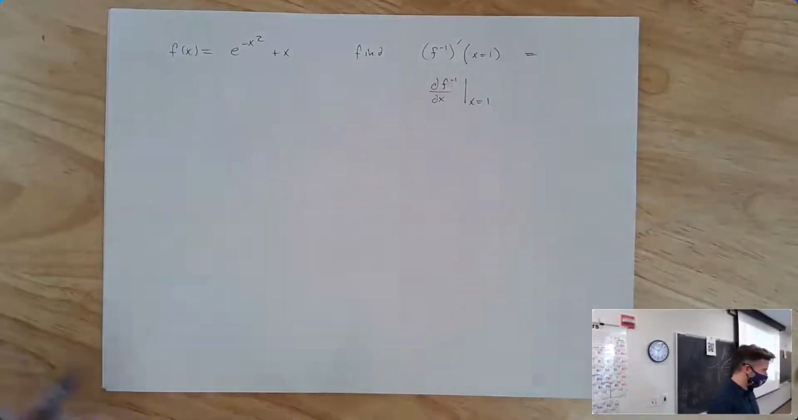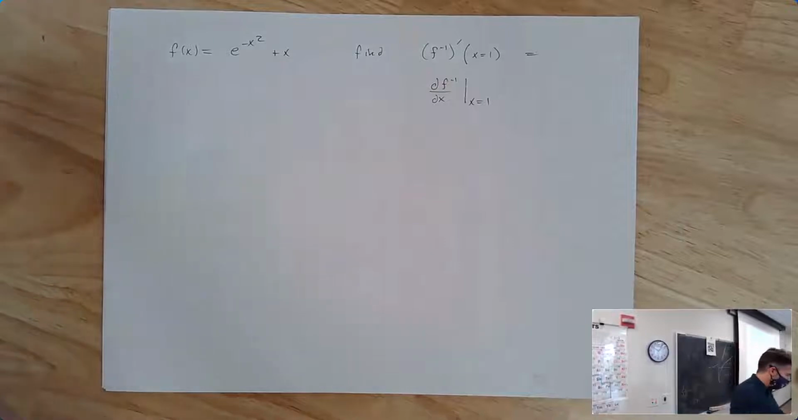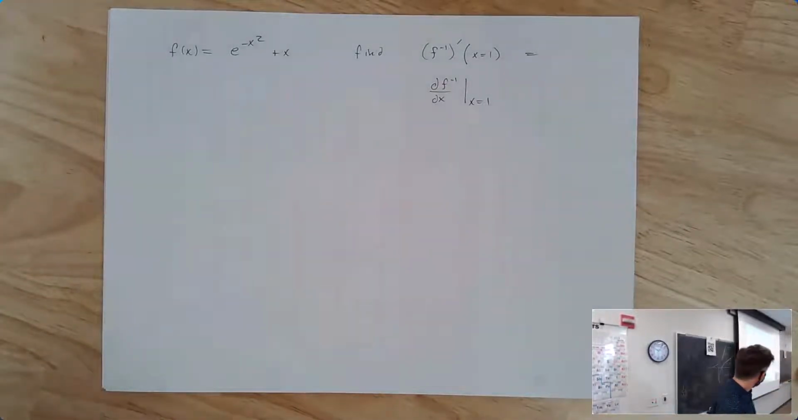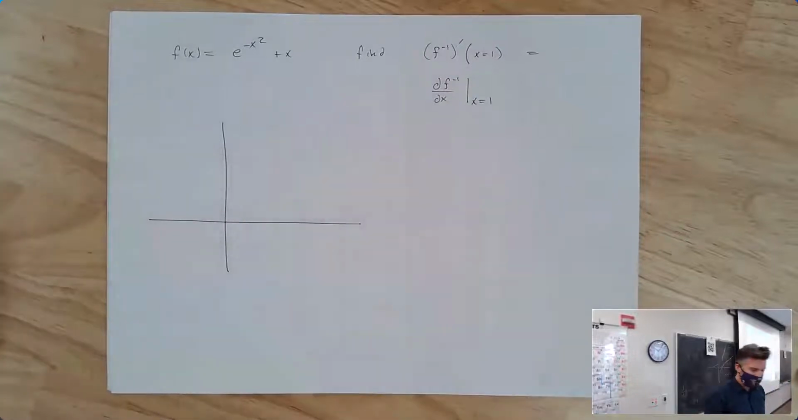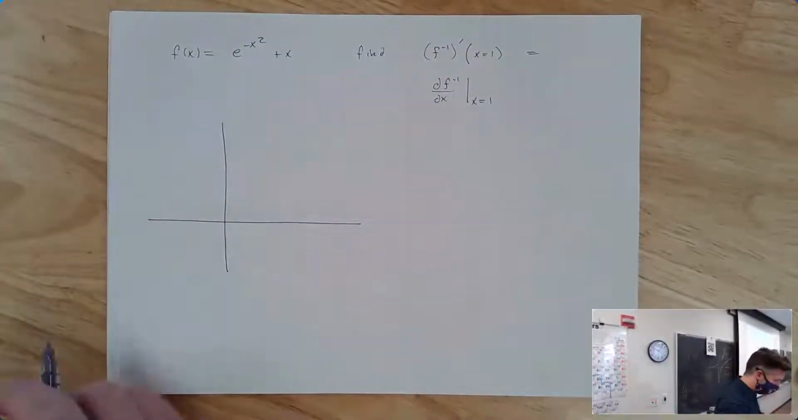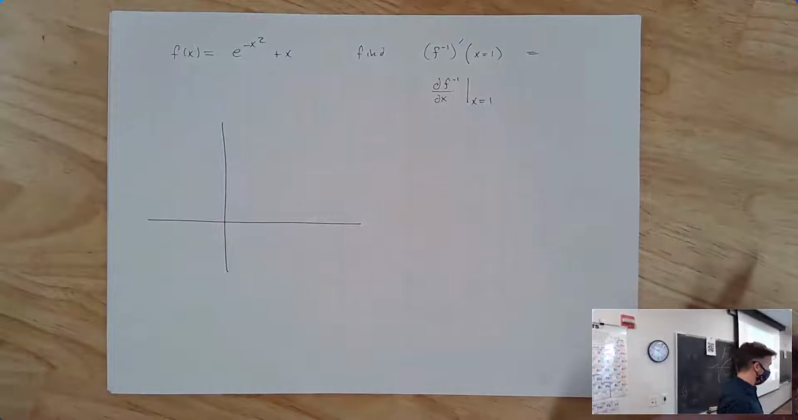Before we do this problem, I want to back up a little bit because I always find this a bit confusing. Just as a reminder, here's the idea. f of x looks like something. I don't know exactly what, although I do know that f of x is an increasing function. It always gets bigger from left to right.